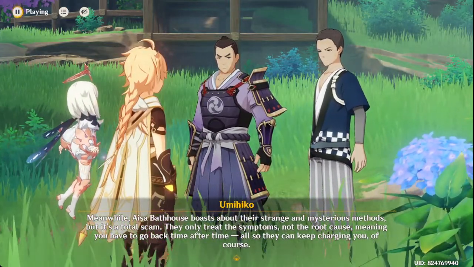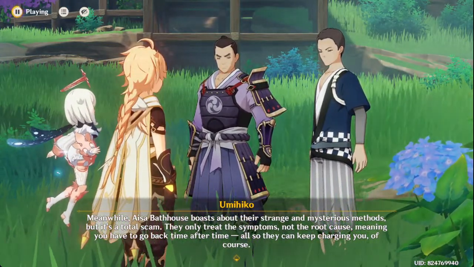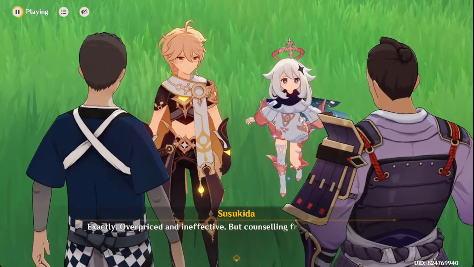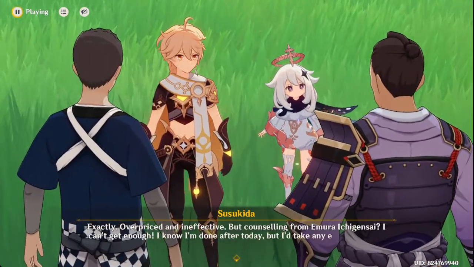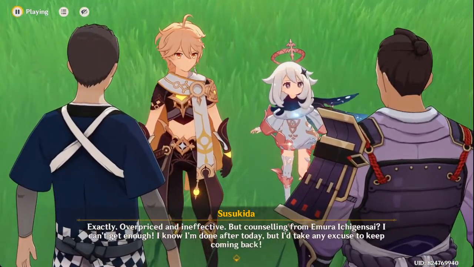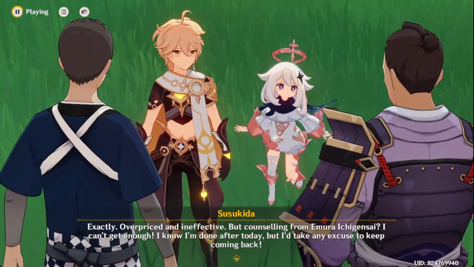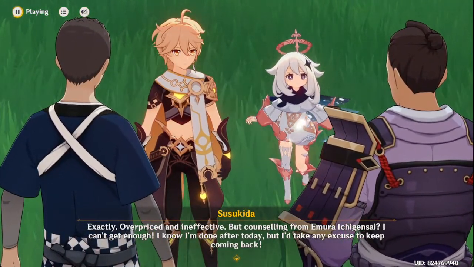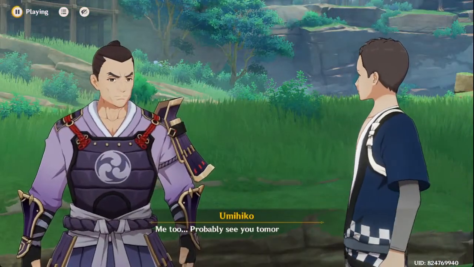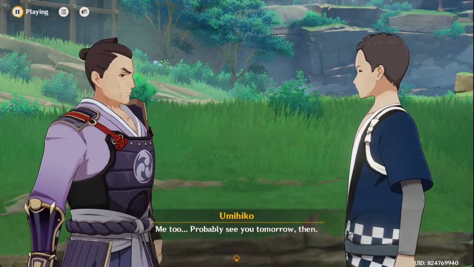Meanwhile, Isa Bathhouse boasts about their strange and mysterious methods, but it's a total scam. They only treat the symptoms, not the root cause. Meaning you have to go back time after time. Also, they can keep charging you, of course. Exactly. Overpriced and ineffective. But counseling from Emura Ichigensai? I can't get enough. I know I'm done after today, but I'd take any excuse to keep coming back. Me too. Probably see you tomorrow then?